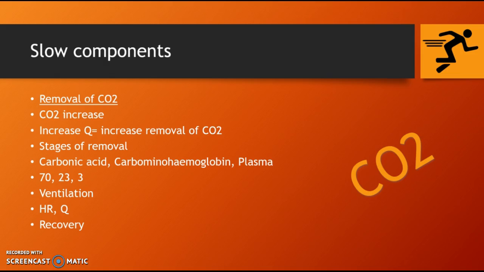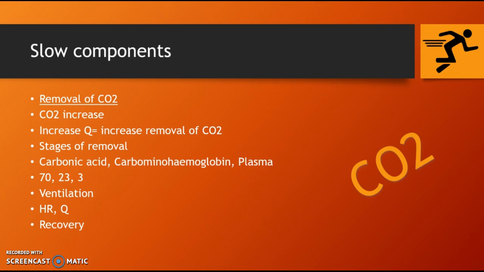So stages of removal then. The muscles use the oxygen, and then we produce heat, and we also produce other waste products. But here we're going to talk about CO2. The muscles produce CO2. CO2 is then transported as carbonic acid, carbaminohemoglobin, and in the plasma. 70% of the CO2 that we produce is transported as carbonic acid, 23% is transported as carbaminohemoglobin, and 3% is transported in the plasma in the blood.